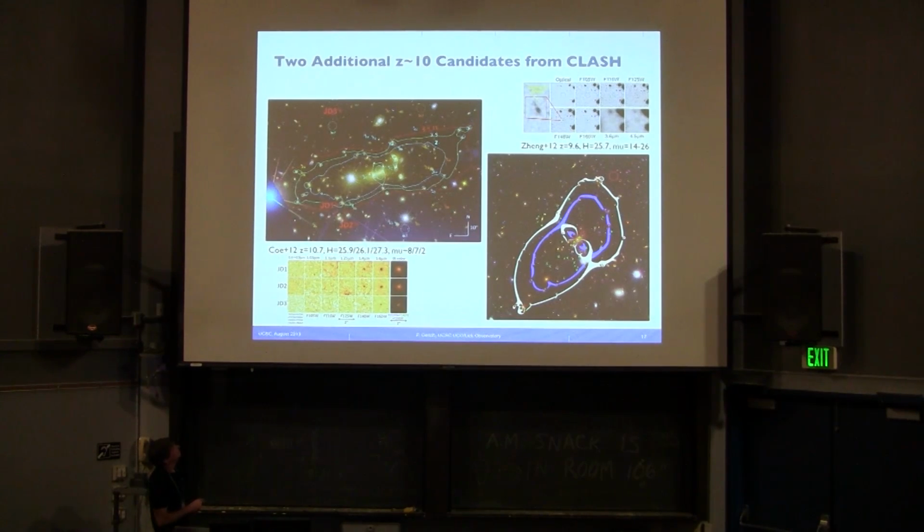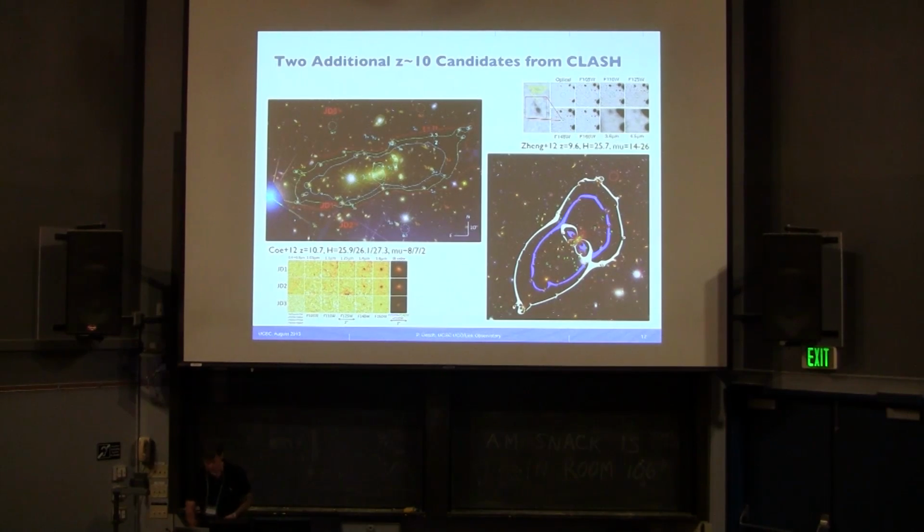And then we are not the only ones, of course. The UDF is not the only field where you can look for these high redshift sources. In particular, Hubble found a very nice candidate here at redshift 10.7. So they make use of the lensing magnification of foreground clusters. This source is triply imaged at a photometric redshift of 10.7. Here's another example at 9.6.